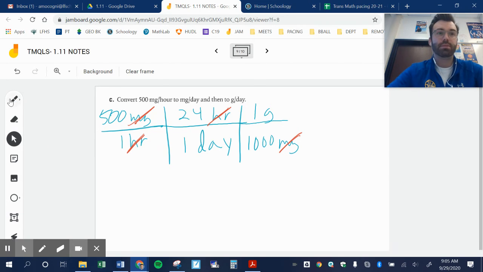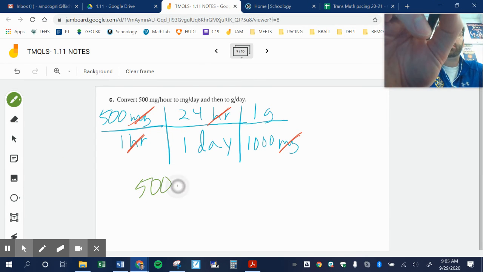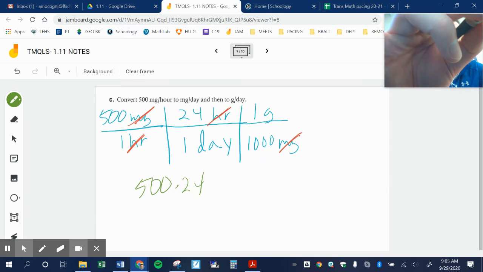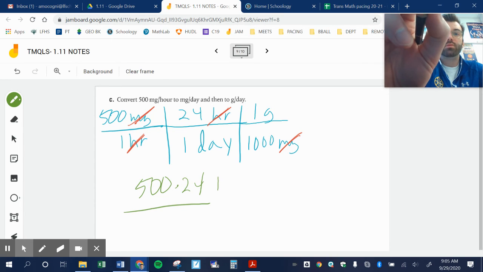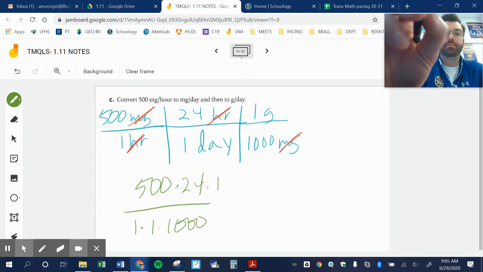All right. The multiplication here is a little bit different. I'm going to do this on the next page. I multiply straight across the top, 500 times 24, and multiply straight across the bottom, or times 1 as well, I guess. 1 times 1 times 1,000.